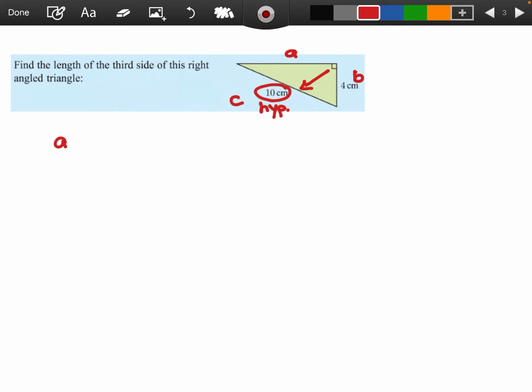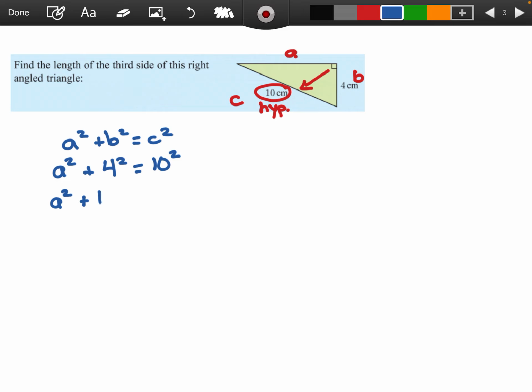So then to Pythagoras I go. So again, beginning with a squared plus b squared equals c squared. Then our next line of work, we're going to insert everything we know. So I don't know a, so that's the part that's going to remain a variable in this equation. Plus b I have discovered to be 4, so square that, equals c, which is 10, so square that. So then the next line, I'm going to square the numbers that I can. So I've got a squared plus 16 equals 100.